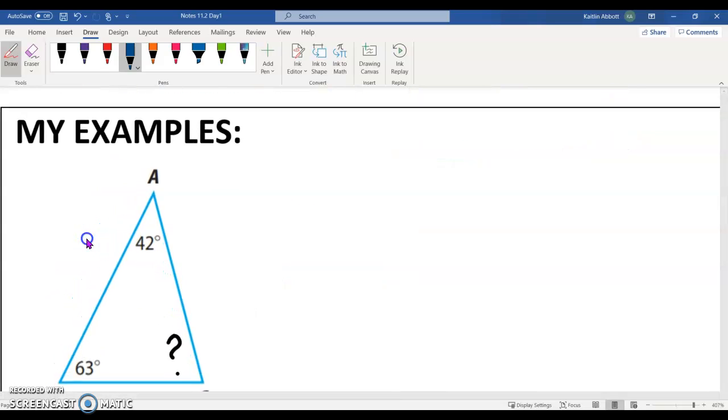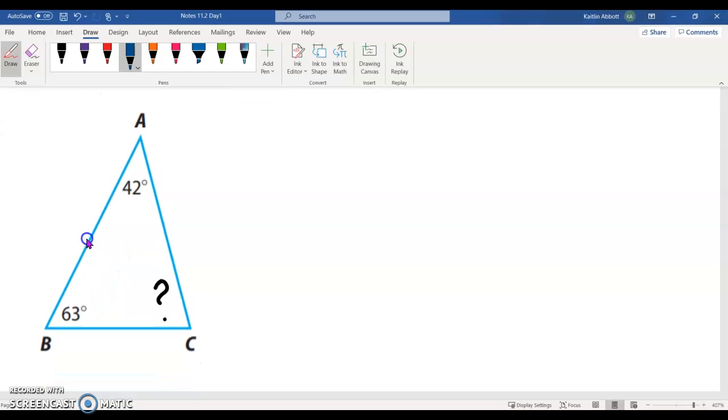So here we go. Remember, it's the triangle sum theorem. So it's the sum of all three of these angles on the inside. So I'm going to add all of these together. So I have 63 plus 42 plus our mystery number. I'm going to make it x equals 180 degrees.